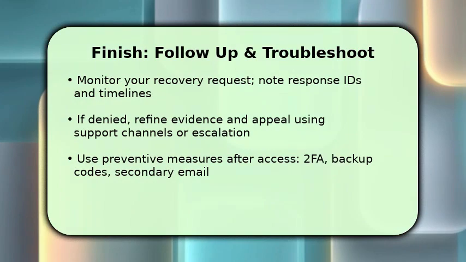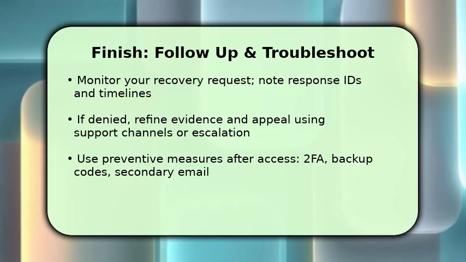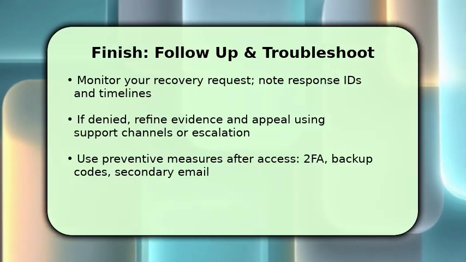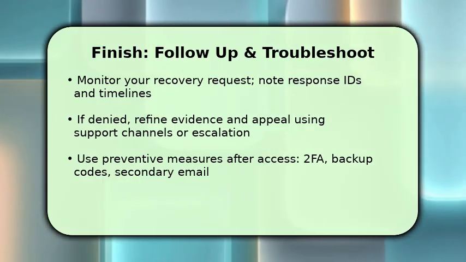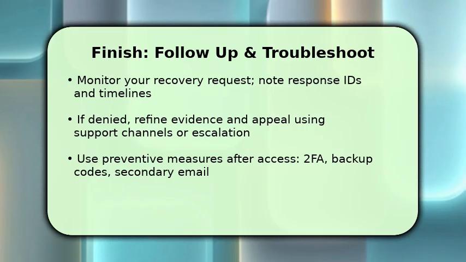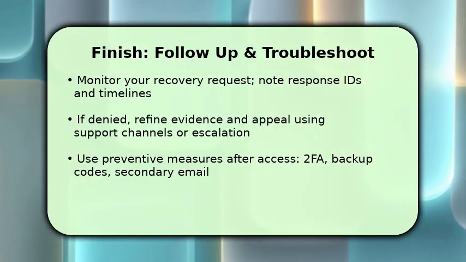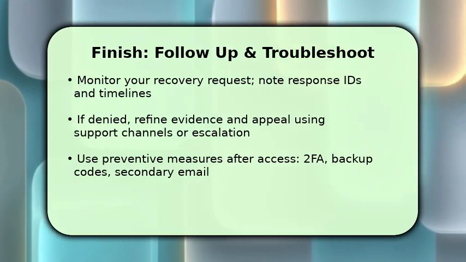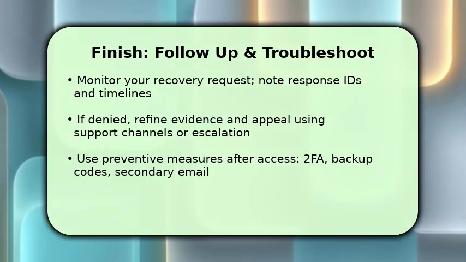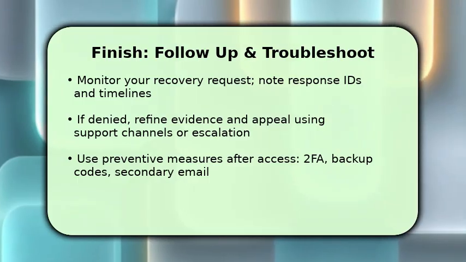You complete the process by tracking the case number and expected response window. Record any confirmation ID. If the request is denied, don't panic. Review the rejection reason, gather stronger evidence, more recent billing, exact device IPs, and submit a focused appeal using the provider's support portal or chat. If no response, escalate to verified support channels.